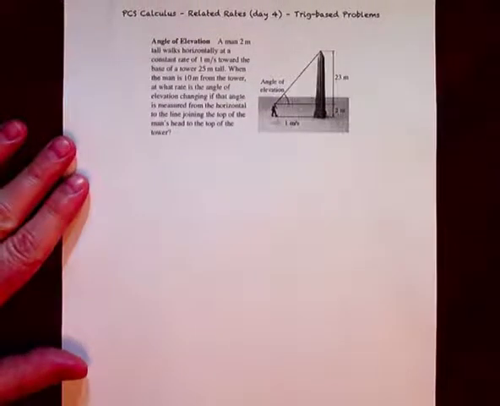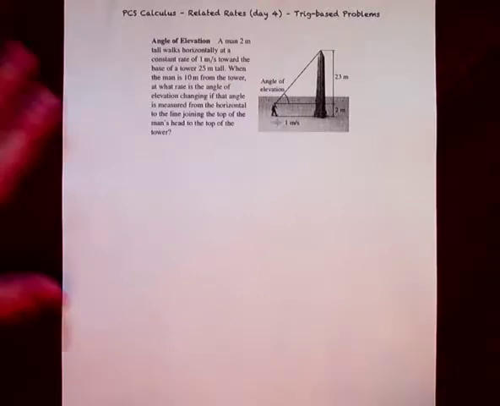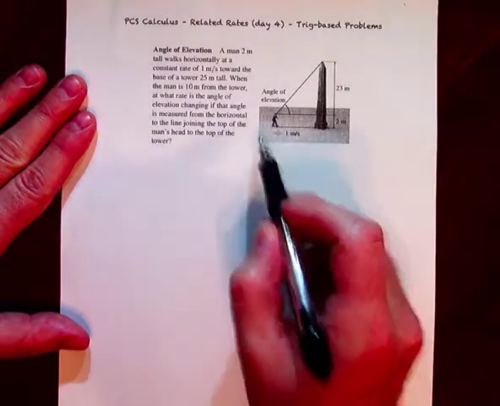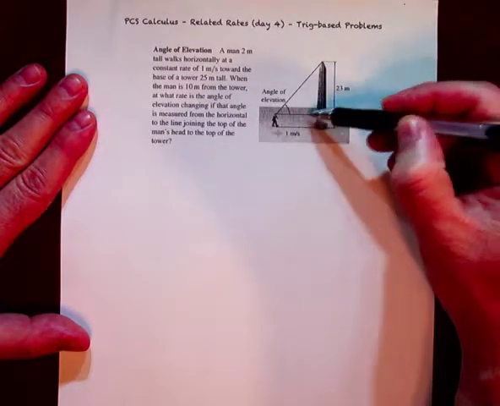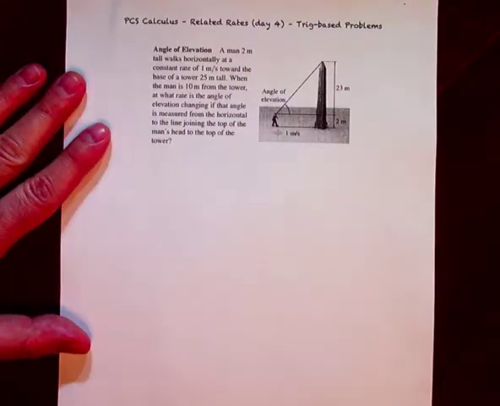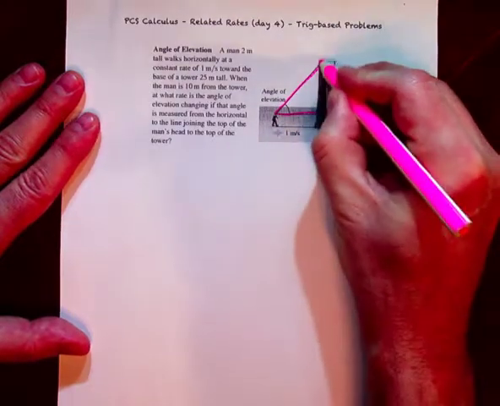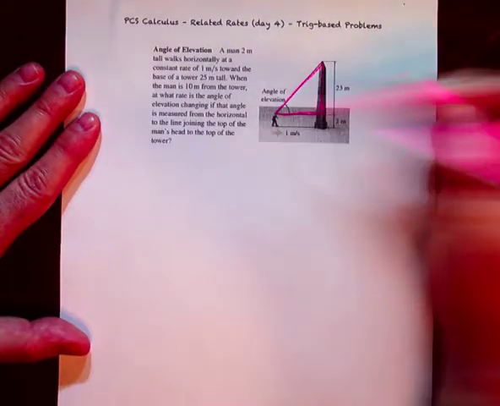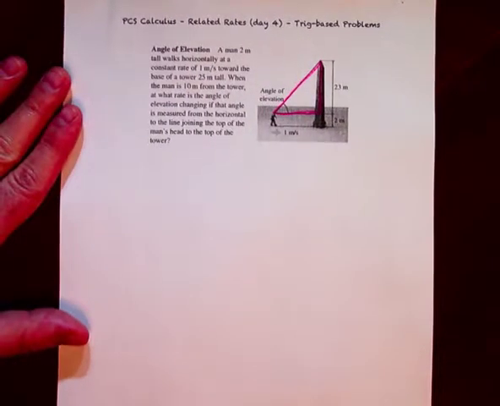A man, 2 meters tall, walks horizontally at a constant rate of 1 meter per second toward the base of a tower that is 25 meters tall. Okay, and they've sort of given us a little bit of a cheat right here. If he's 2 meters tall, then only 23 meters of that tower is above him. So if we're looking at the right triangle, we have a 23 meter side to the right triangle instead of a 25 meter. So they've helped us out a little bit by drawing us the picture.